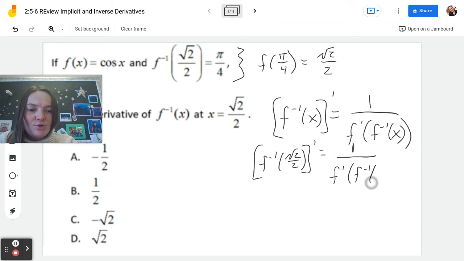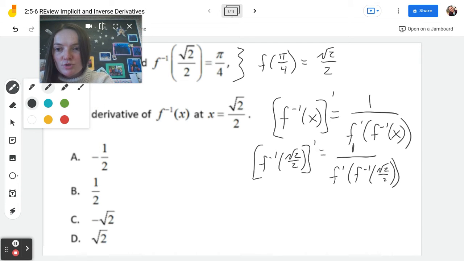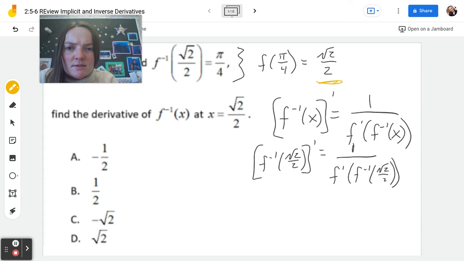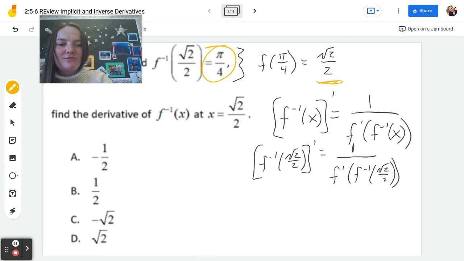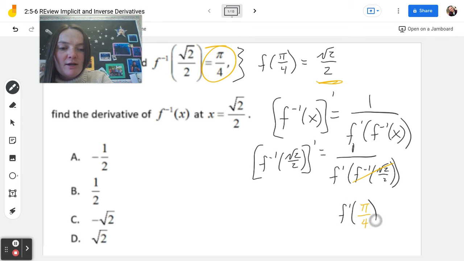Well, they literally told us what f inverse of radical 2 over 2 is. They said that at the beginning: f inverse of radical 2 over 2 is pi over 4. So we're going to replace that with pi over 4. Really all we need to do now is figure out what f prime of pi over 4 is, and then what 1 all over that is.